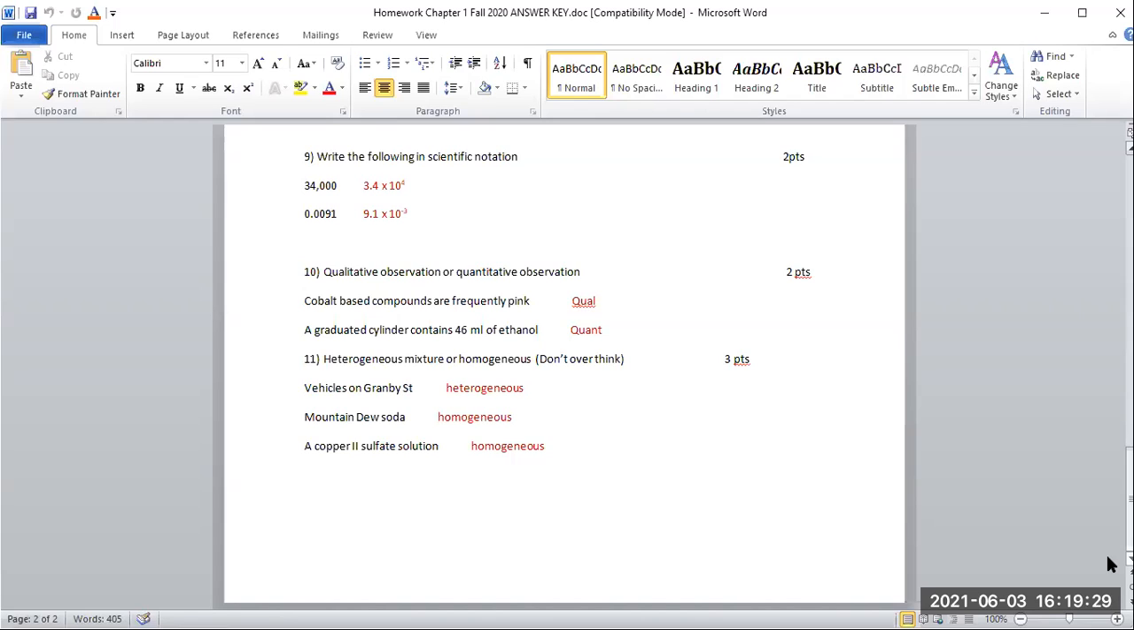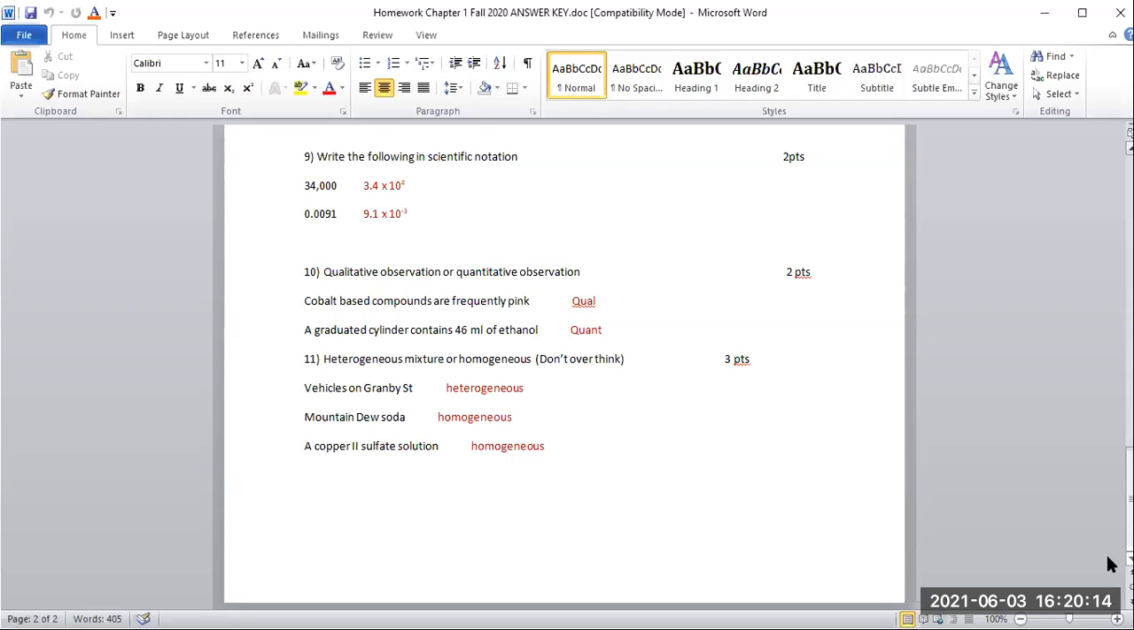I gave you one that asks you to decide between heterogeneous and homogeneous. Vehicles on Granby Street, just because the building where lab is held is on Granby Street. Obviously, there's probably some cars, the occasional truck, the occasional motorcycle, a few bicycles. So heterogeneous for that. Mountain Dew soda. This is why it says don't overthink. I had a few people who declared this to be heterogeneous. Hopefully not, okay? A soda is basically the same all the way through.